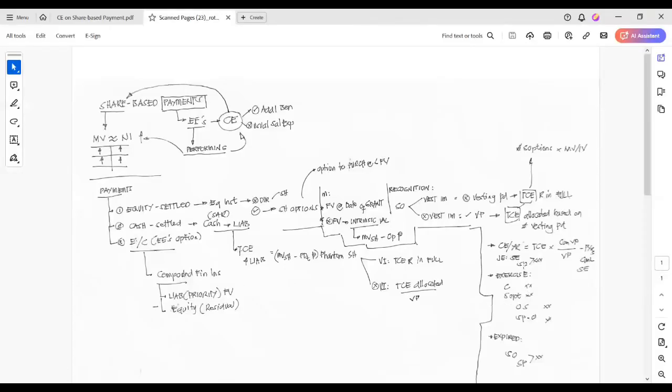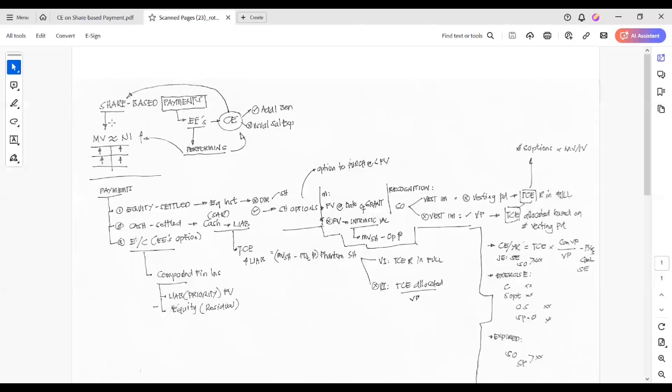Class, good evening. Our objective for today's meeting is to discuss share-based payments. Let's start. Share-based payments is covered under IFRS 2. Let's discuss the ins and outs of these share-based payments.